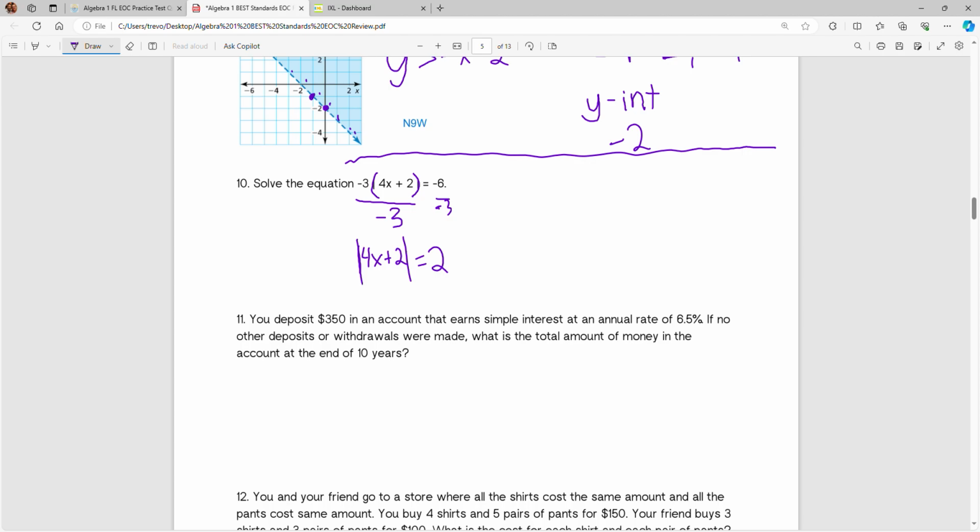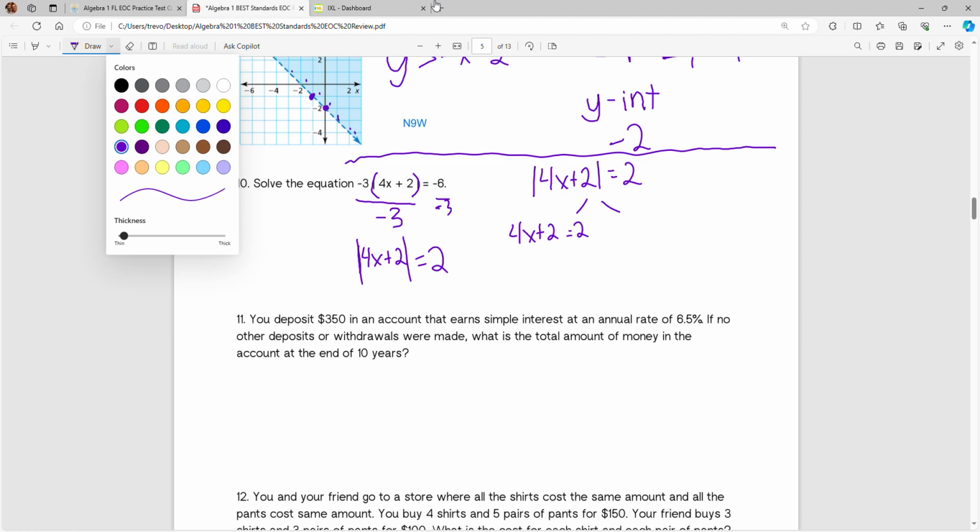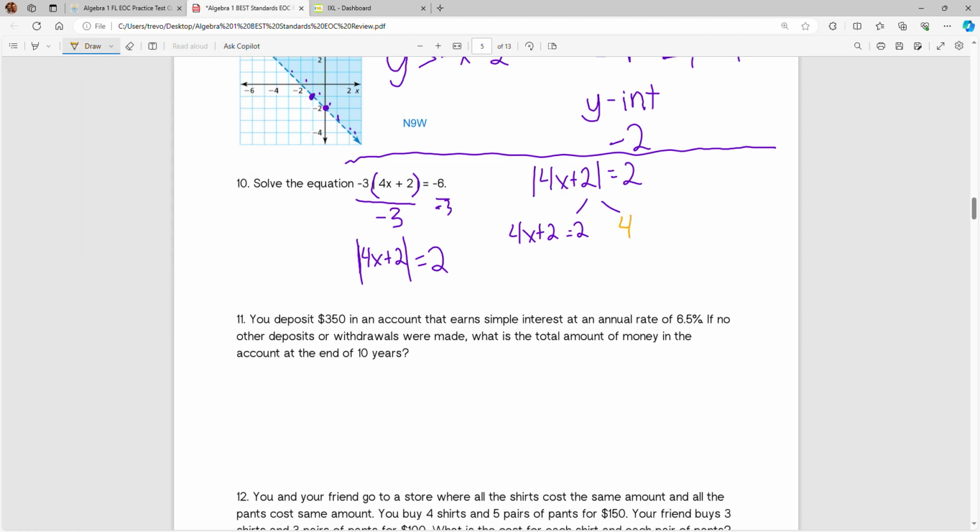Here's the rule, right? Absolute value of 4x plus 2 equals 2. We're going to split this off into two equations. 4x plus 2 equals 2, and 4x plus 2 equals -2. Now we can solve them both for x.